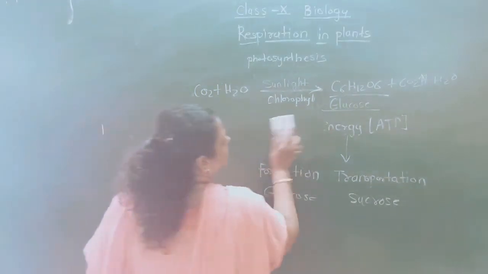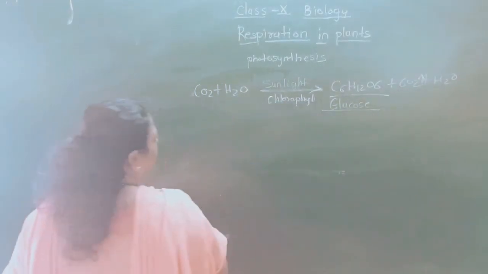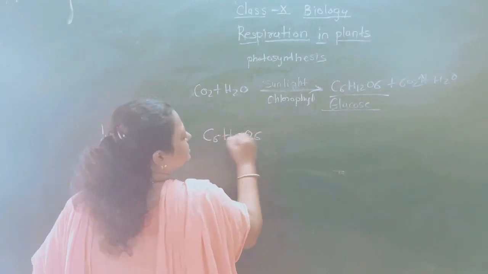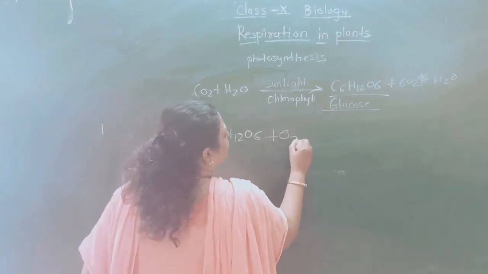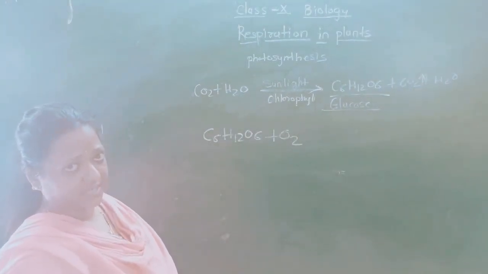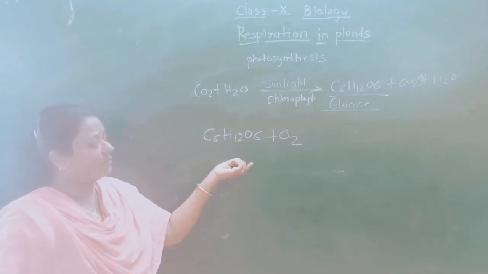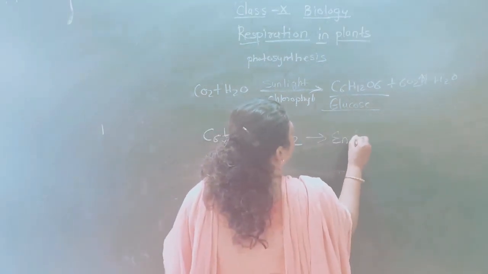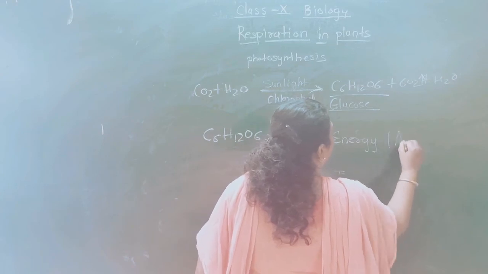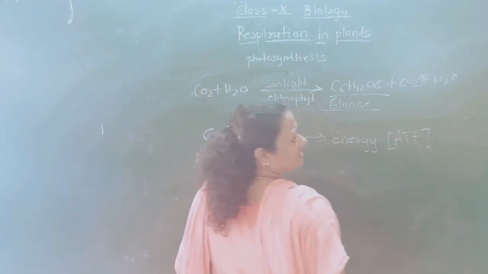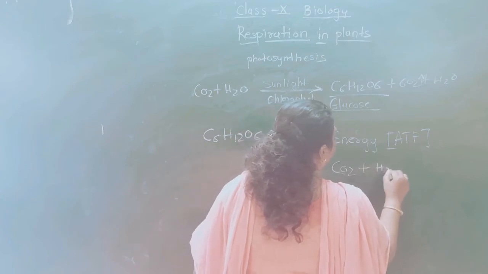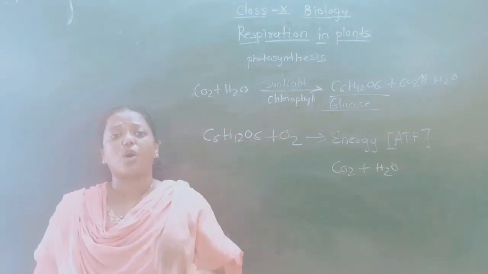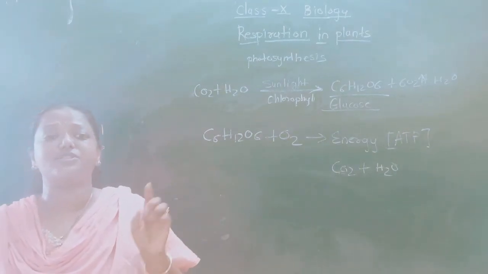Now what will happen, students? Now glucose is there, C6H12O6. To break down this glucose, that process we said is glycolysis. To break down this glucose in the presence of oxygen to prepare energy, which is in the form of ATP, is called respiration, along with CO2 and H2O, like human beings, like other animals. So the respiration process is common in both plants and animals too.